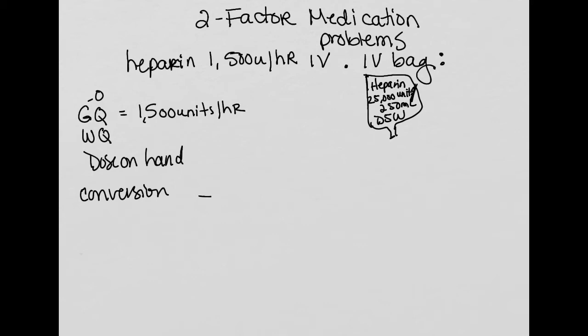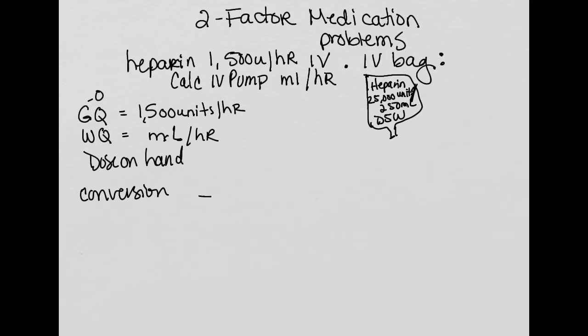Our wanted quantity. What do we want? What is it asking for? Actually, I didn't write what they're asking for. We need to calculate the IV pump rate in mLs per hour. As we know, if we work in ICU or children's, a lot of times we can do micrograms, but for most pumps, we usually set up for mLs per hour. So that's what we want to know. The wanted quantity is your answer, and that is going to be mLs per hour.